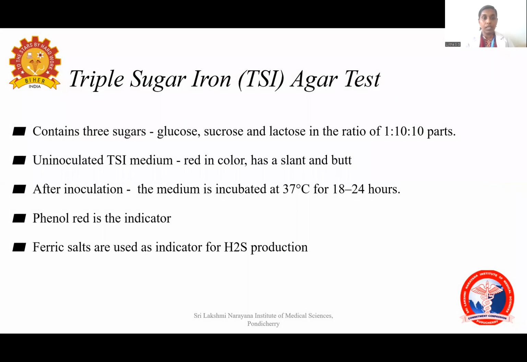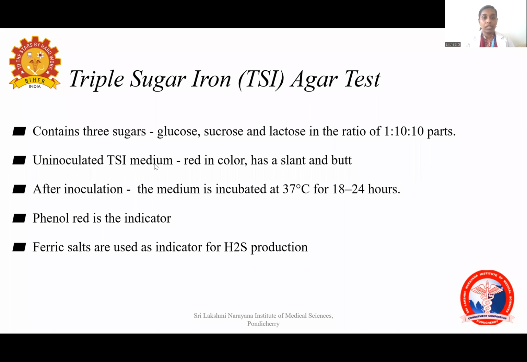Then the next test is triple sugar iron agar test. This test is done in a medium known as triple sugar iron agar medium. This medium is also known as a composite medium because in this medium we can test various properties of the bacteria. It contains three sugars: glucose, sucrose, and lactose, in the ratio of 1:10:10. So glucose will be less, sucrose and lactose 10 parts more.